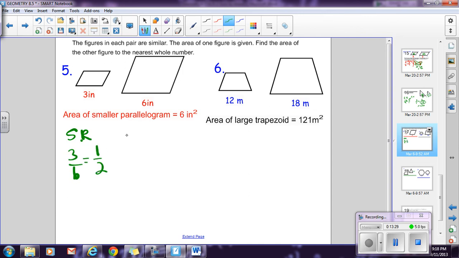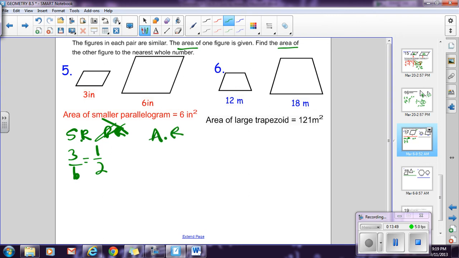But now I'm not going to use the perimeter ratio. It says the figures in each pair are similar. The area of one is given. Find the area of the other. I'm talking about area now. Area is two-dimensional. I'm not going to use the PR. Instead, I'm going to use the AR, the area ratio.